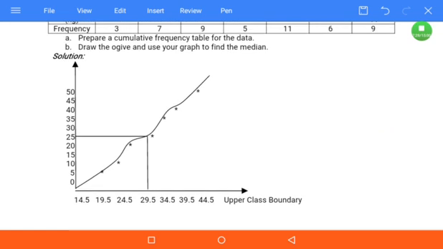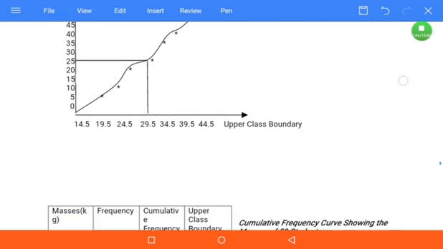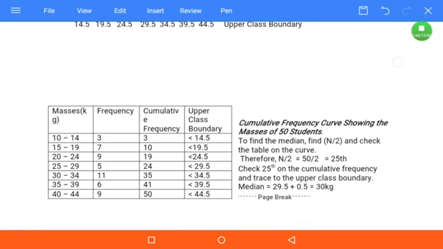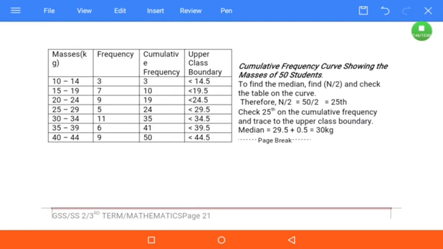Now, if this is not clear, download the previous video on how to plot a cumulative frequency curve to understand better. Now for B, draw the ogive and use the graph to find the median. So the aim here is to find the median. How do we find the median using the cumulative frequency curve? The first thing is to identify the median class. To identify the modal class, we look at the frequency, look at the class with the highest frequency. That class is the modal class. But for the median class, we need to do some rough estimate.